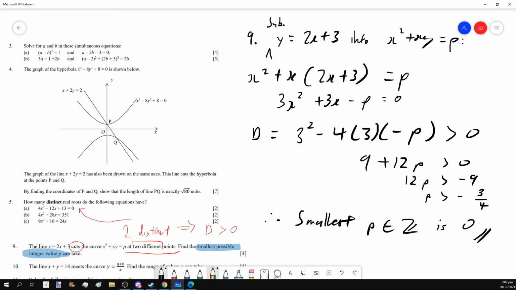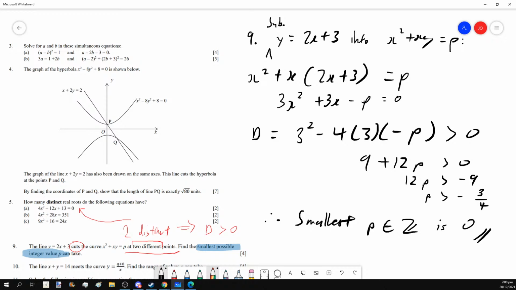They're asking for the integer value that is smallest possible. They're looking for one number. So we will start from negative 3 over 4, and we will look for the numbers greater than. So what's greater than negative 3 over 4? And it's an integer. We have 0, 1, 2, 3, and so on. And from there, we will say that the smallest one is 0. And that is the real final answer.